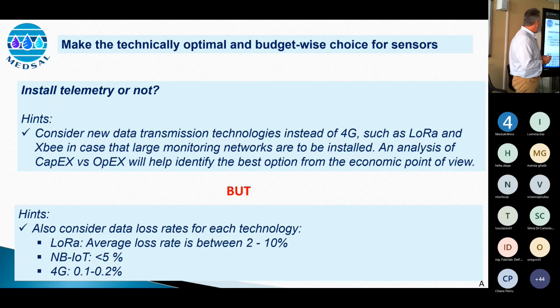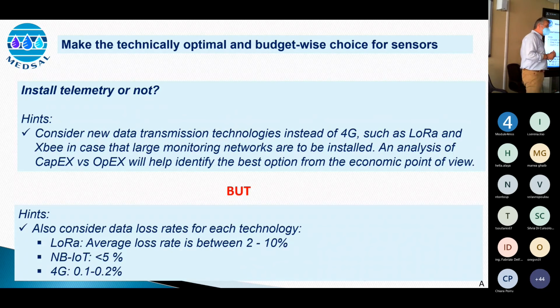Right. You need to define and make up your mind whether you want to consider new data transmission technologies instead of 4G or 3G or 2G. And these alternatives are the LoRa protocol or the XB protocol. And this can be very, very easily used if we're talking about a big network, when you have many, many sensors that can be connected to a central unit, and therefore you only need one SIM card to relay the data to your cloud. This is very, very useful.